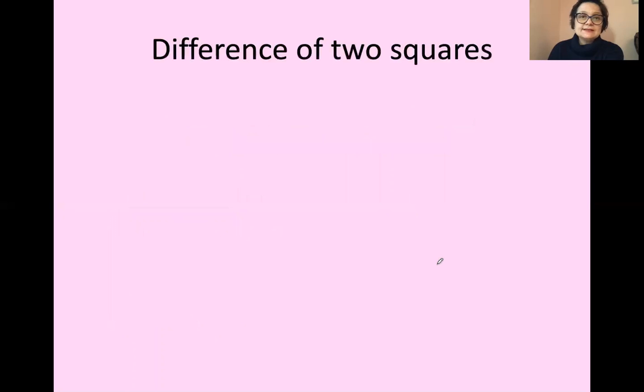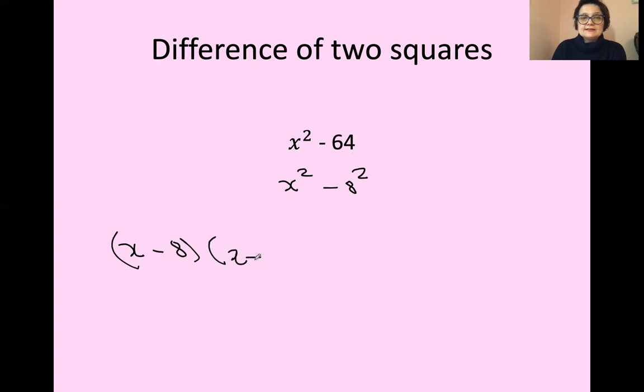Let's have a look at an example. X to the power of 2 take away 64. Again, here we have the difference of two squares. One is x, and the next one is 8 to the power of 2. So I can write it as 8 to the power of 2. And to factorize this, remember, factorization, this becomes x minus 8, x plus 8. So this is the factorizing of the difference of two squares.